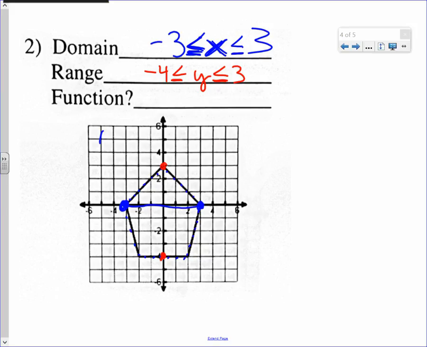Think of the logic here. Is this a function? No. Vertical line test doesn't pass.